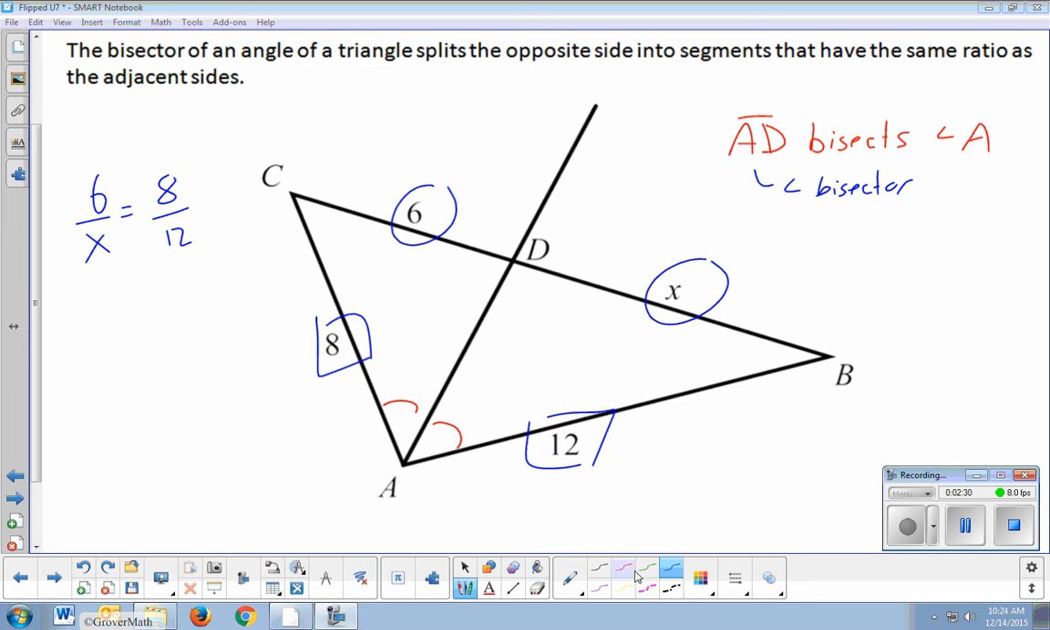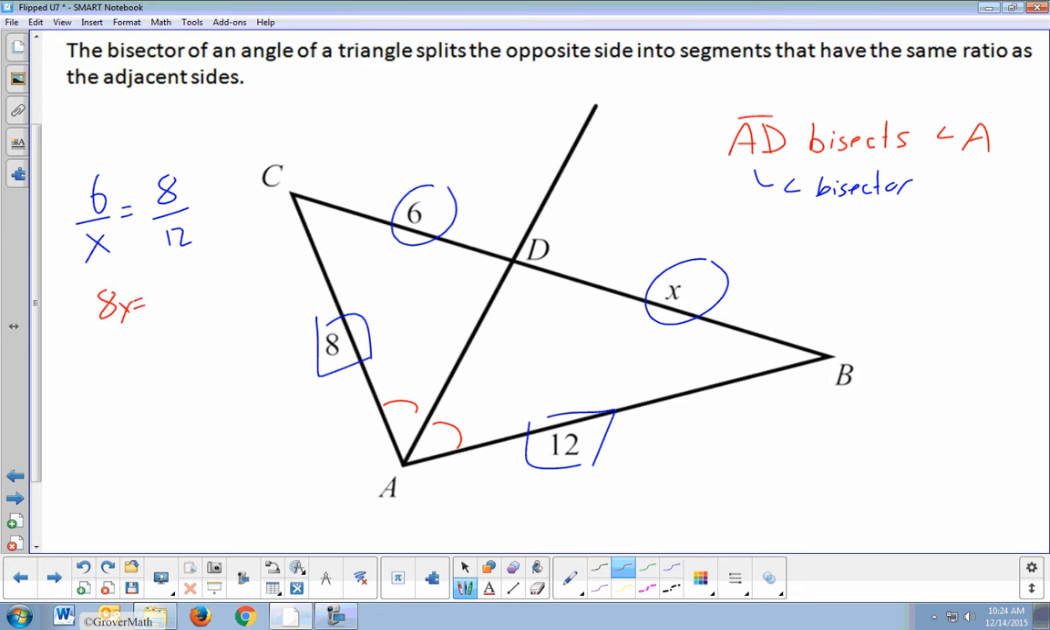So yes, now we can cross multiply here. We had 8 times x, 8x, and 6 times 12, that would be 72, and we can divide by 8, and we get x equals 9. And then, of course, that means DB equals 9. And so that is our answer there. This is basically just another way to get proportions and things like that.